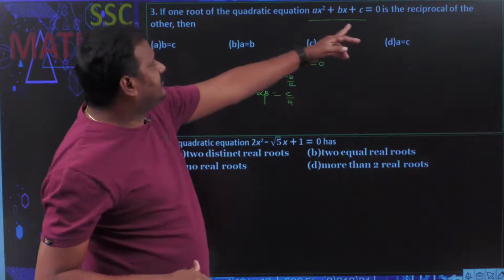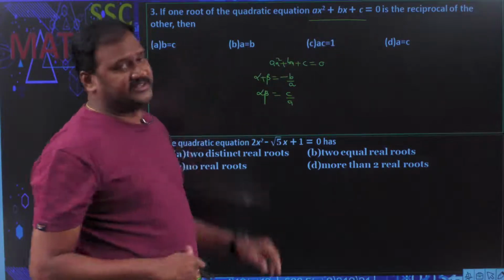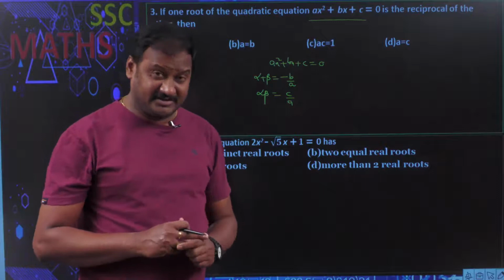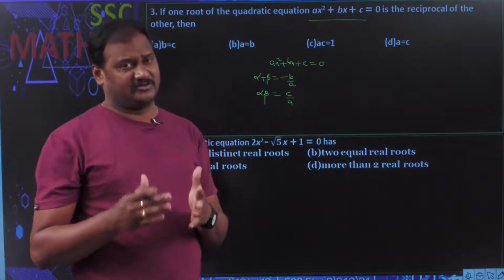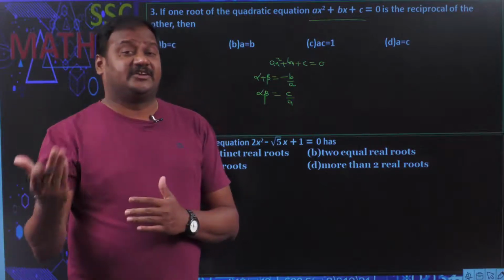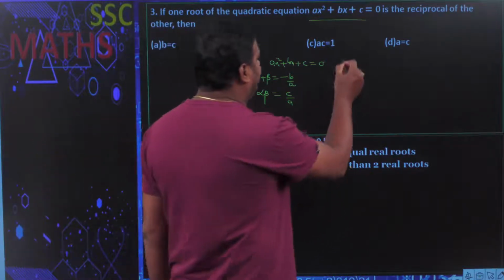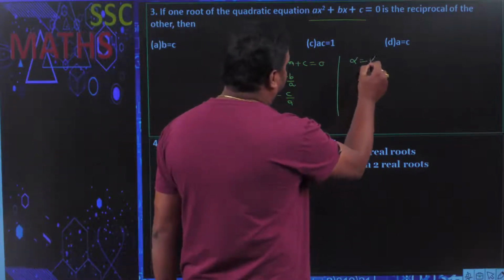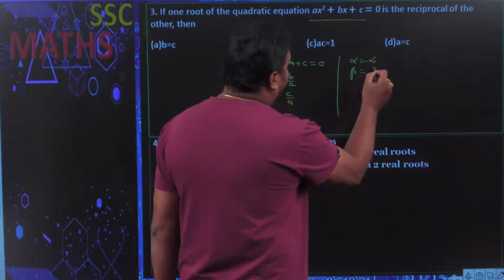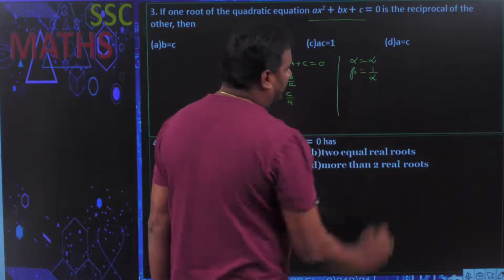Suppose, according to the given problem, the roots are reciprocal to each other. What do you mean by reciprocal to each other? If you know one root, the second root will be 1 divided by that root. So here let me take alpha equal to alpha only. Then beta is equal to what? Reciprocal of this, that is 1 by alpha.